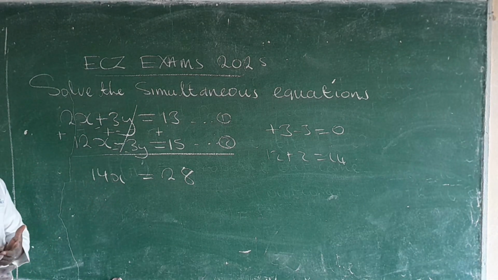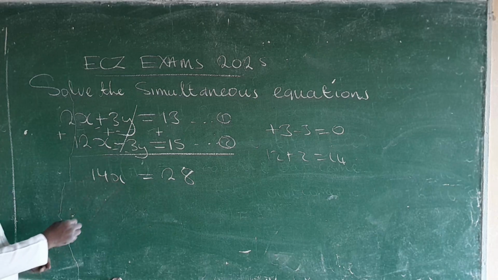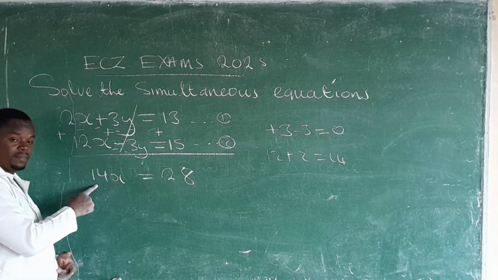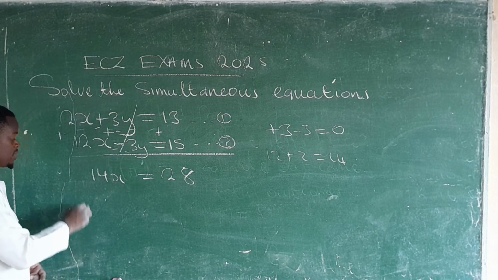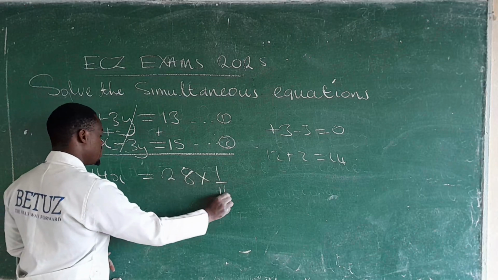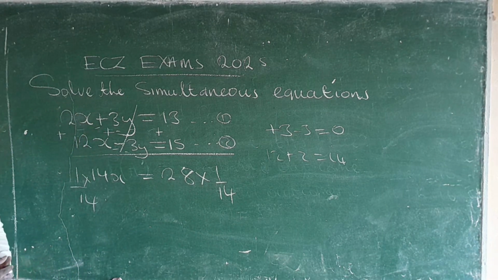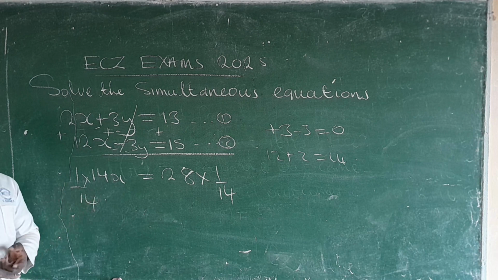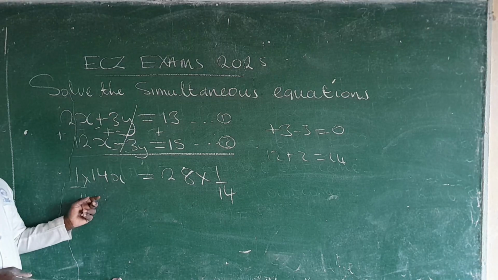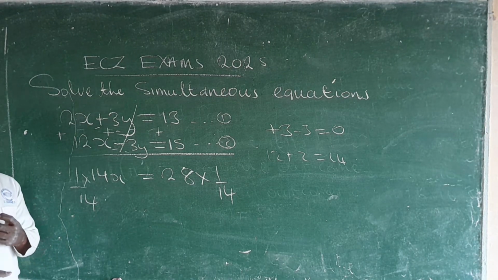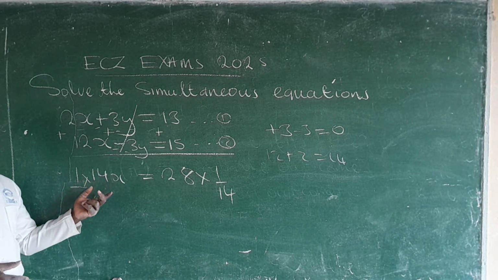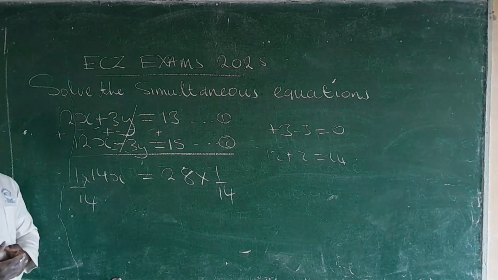So what do we do? For us to determine the value of x, we simply multiply both sides of the equation by the multiplicative inverse of 14. The multiplicative inverse is actually 1 over 14. What we do to that side is what we do to this side. Now in most cases, we don't say you multiply by the multiplicative inverse. We say divide both sides by 14. But the most correct way of doing it is the way I'm demonstrating right now. We normally say divide both sides by 14 to make it easy for you to understand.